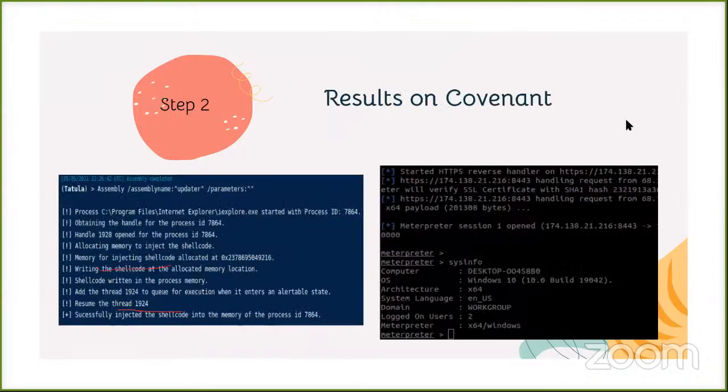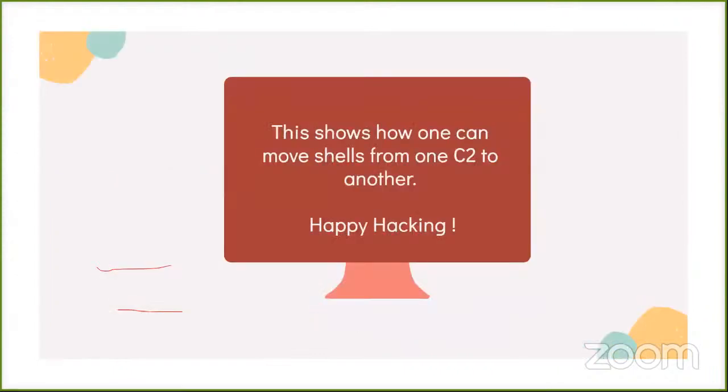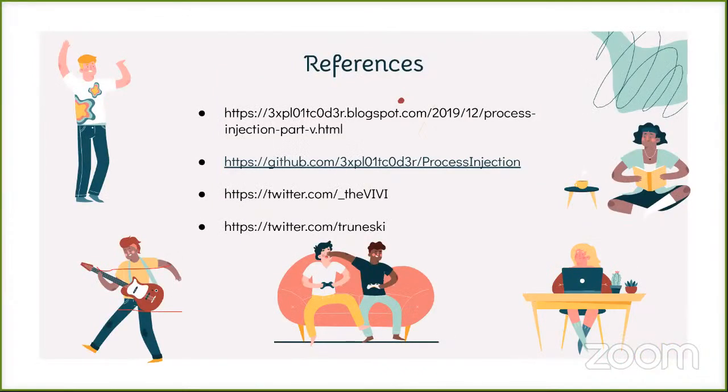So we discussed about the assembly.load. We saw the results on both Covenant and MSF. So my conclusion is this basically shows how one can move shells from one C2 to another. And I conclude by saying happy hacking. And these are my references.